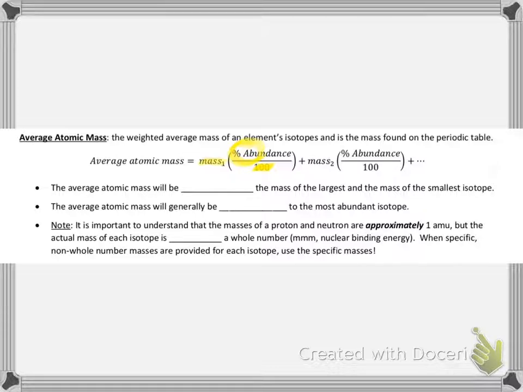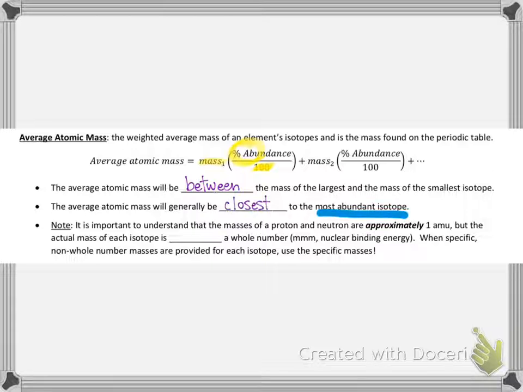It is important to recognize, especially for those lovely multiple choice problems, that your average atomic mass has to be somewhere between the mass of the largest and the mass of the smallest isotope. And usually, the average atomic mass will be closest to the most abundant isotope.